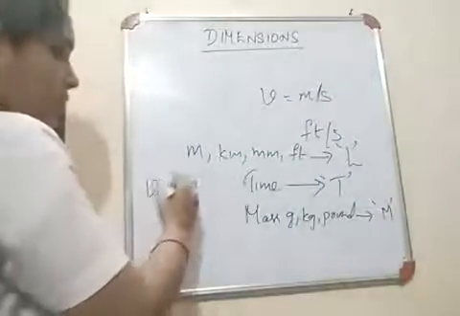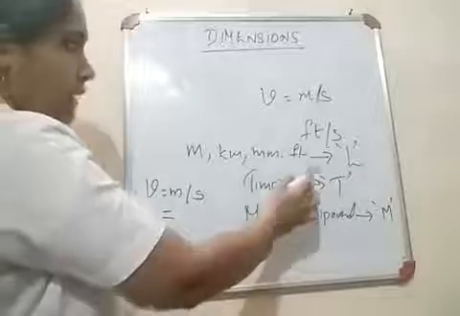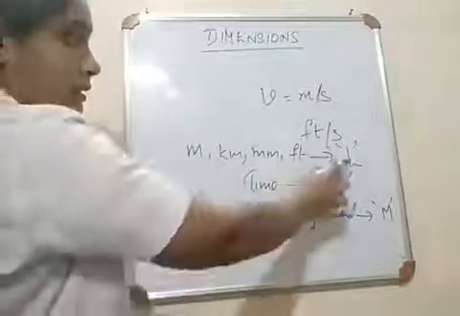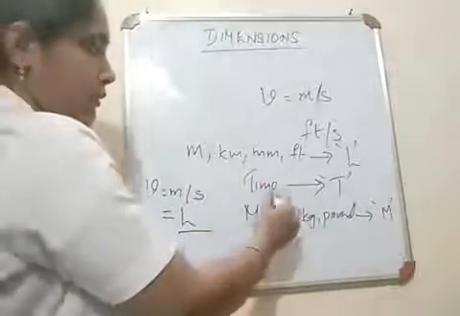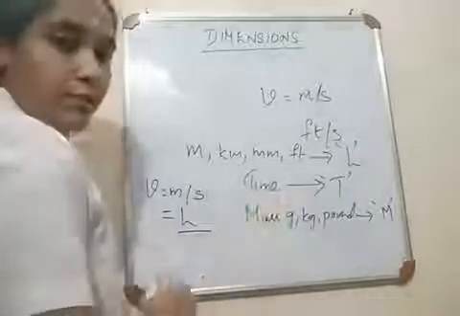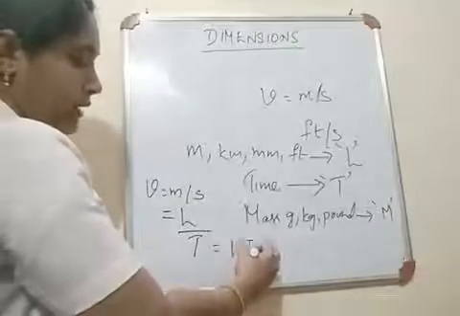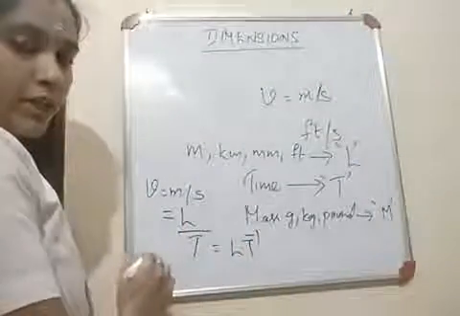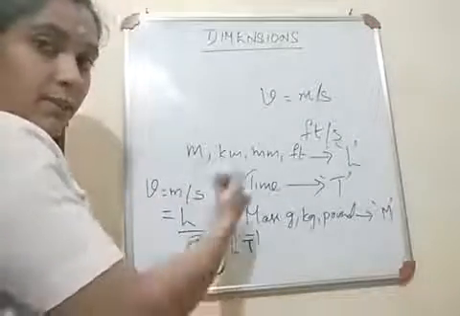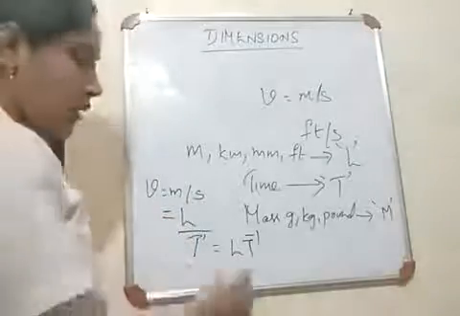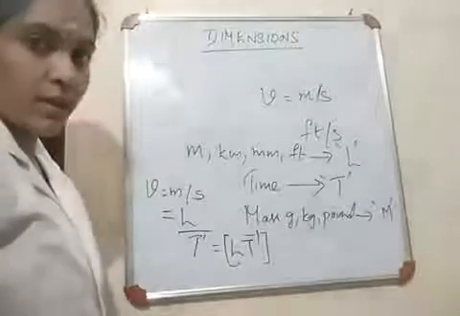See, velocity is meter per second, right? And what is the universal symbol for meter? L. Then divided by second. What is the universal symbol for time? It is T. So we can write this same ratio as L T raised to minus 1. Bring this T to the numerator. Here the power of T is 1. When we bring this T to the numerator, its power changes. It becomes minus 1. Right?